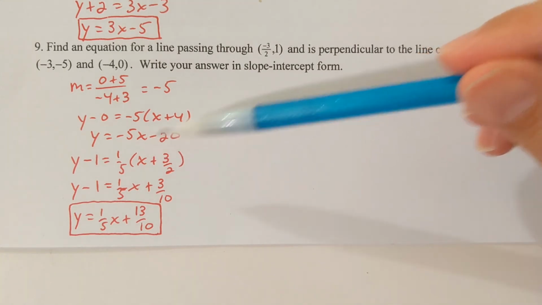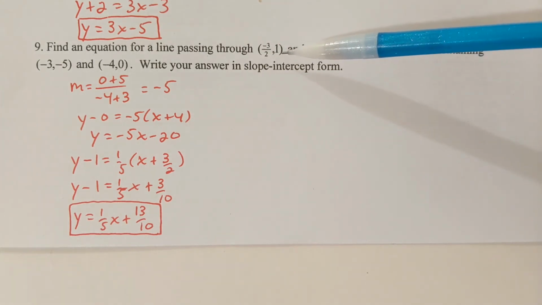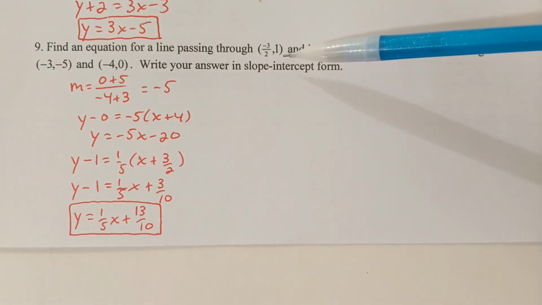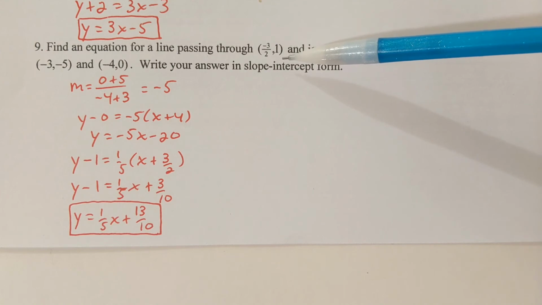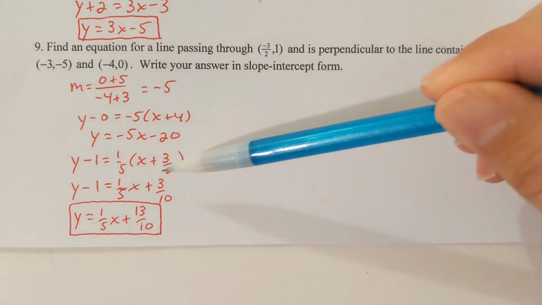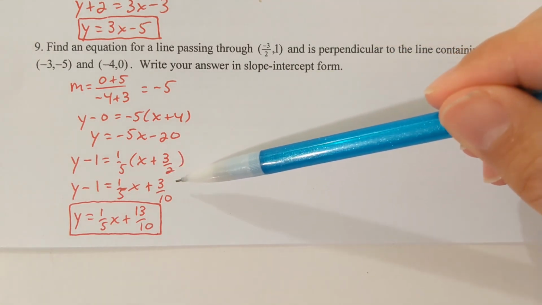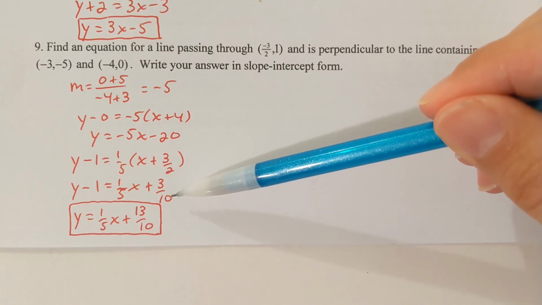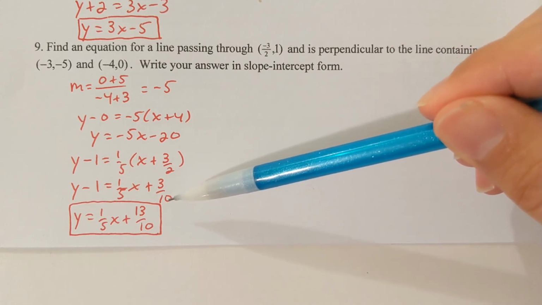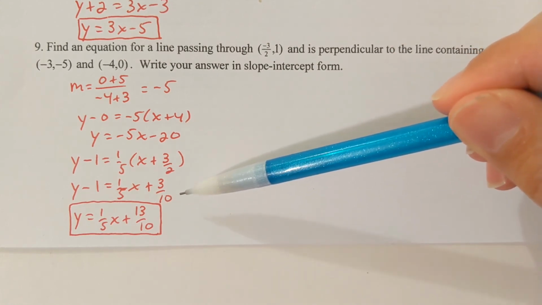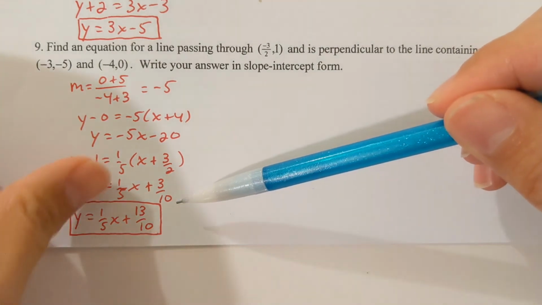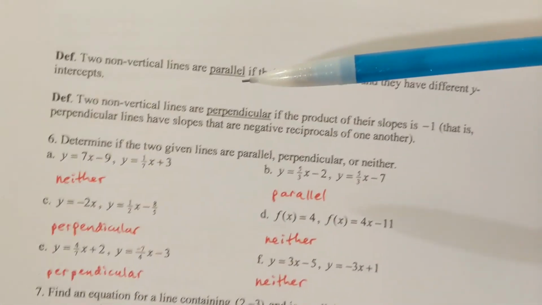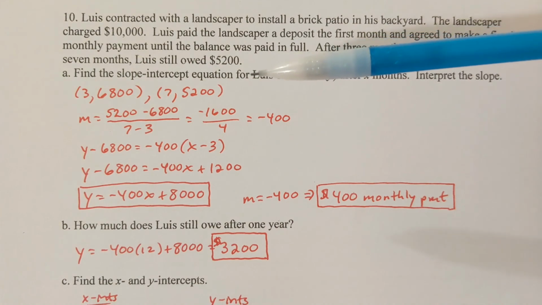So y minus 1 equals 1/5 times x plus 3/2. y minus 1 equals 1/5 x plus 3/10. Means that y is equal to 1/5 x plus 13/10. Okay.